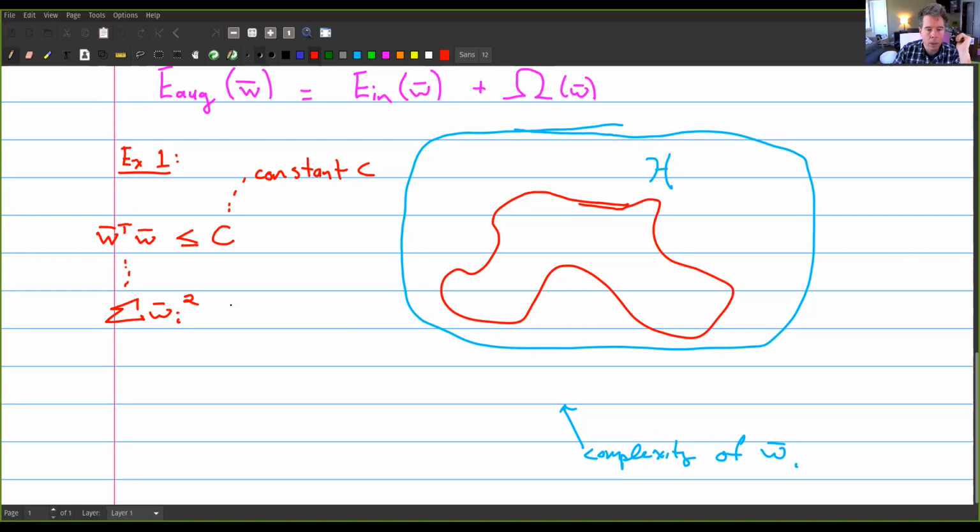Oh, I shouldn't have written a bar there because we're talking about the members of that vector. Okay. So in terms of axes, this makes a ball. If there are just two dimensions to the weight vector, W1 and W2, that's saying that we're only going to consider hypotheses that lie inside this region.